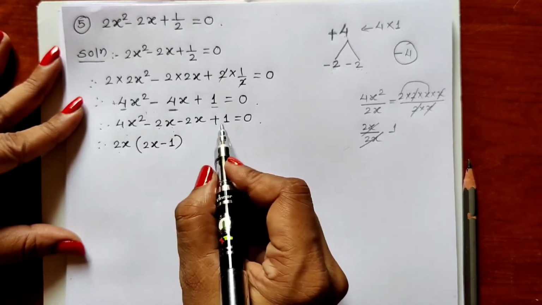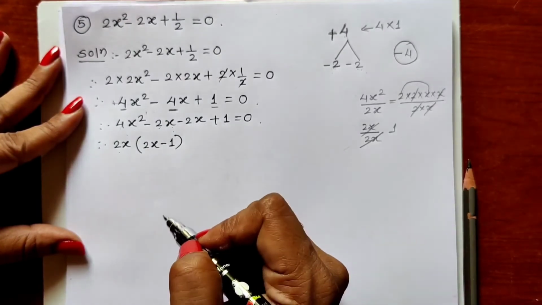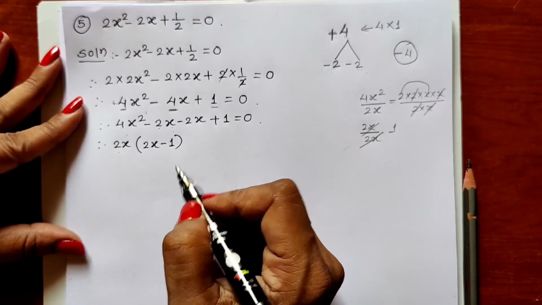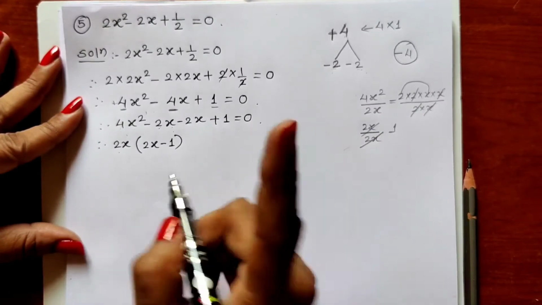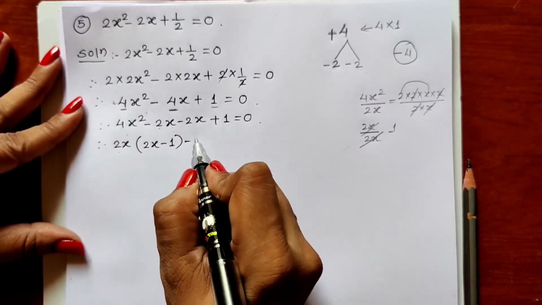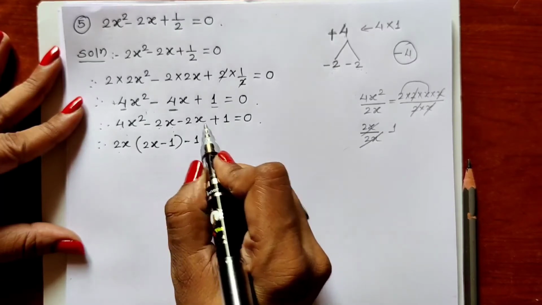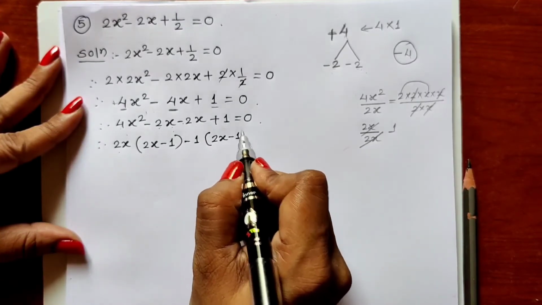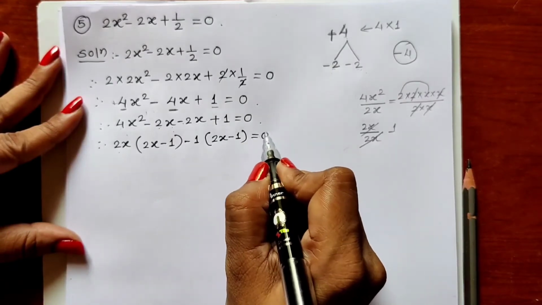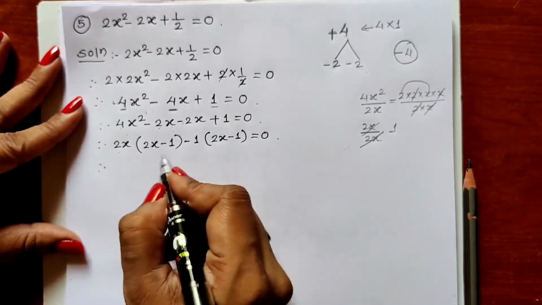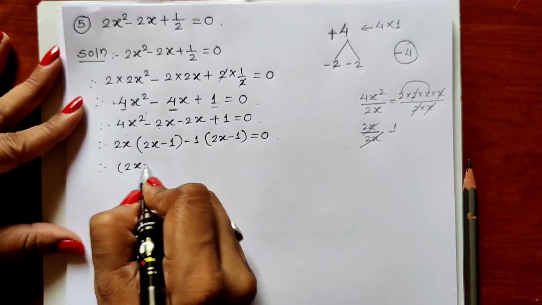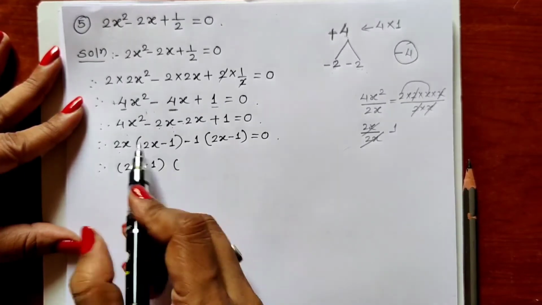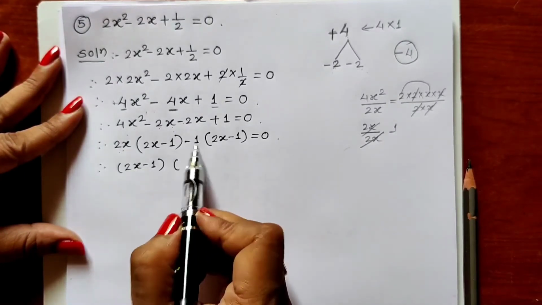Now from the second two terms, minus 2x plus 1, we can see nothing is common. We cannot see anything common there. So when we cannot see anything common, always 1 is common. So minus 1 is common. In the bracket we can write this 2x, minus plus minus, 1 ones are 1, equal to 0. So this bracket is common, 2x minus 1, we write it one time, and in the second bracket also we can see that we are getting 2x minus 1.